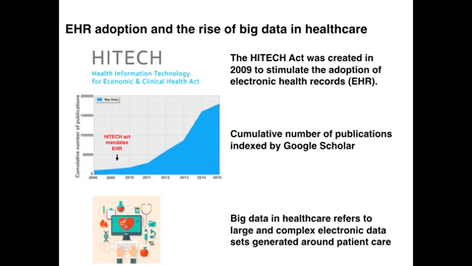Eventually, the HITECH Act was passed by the US government in 2009, mandating the use of electronic health records in all healthcare settings. Since the adoption of EHRs, the amount of digital data produced by healthcare has astronomically increased and is popularly known as big data. The cumulative number of publications indexed by Google Scholar is another evidence of this phenomenon. Essentially, big data in healthcare refers to large and complex electronic data sets generated around patient care.